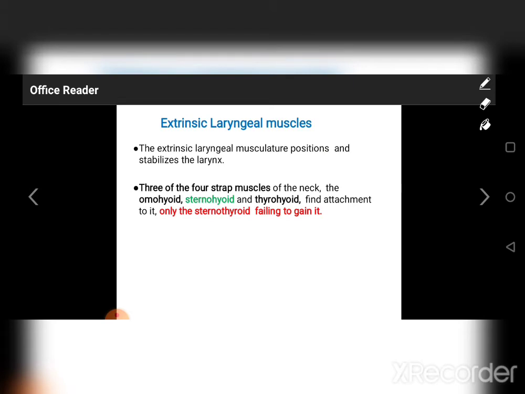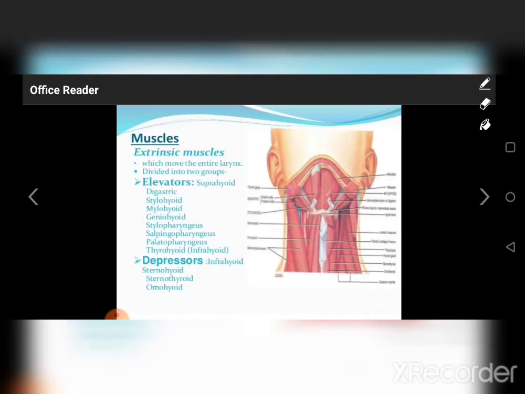Now the extrinsic muscles of the larynx. These muscles position and stabilize the larynx. There are four muscles: sternohyoid, omohyoid, thyrohyoid and sternothyroid. So here we can see the extrinsic muscles, which are the elevators and depressors of the larynx.